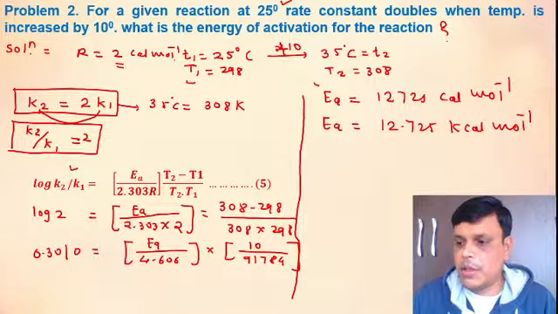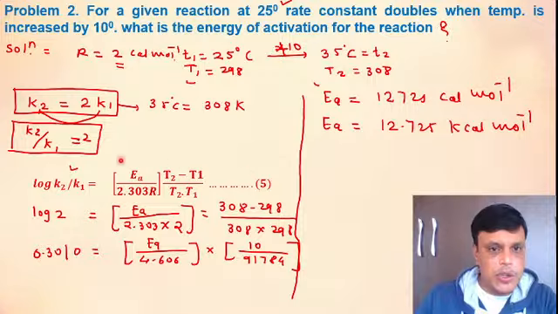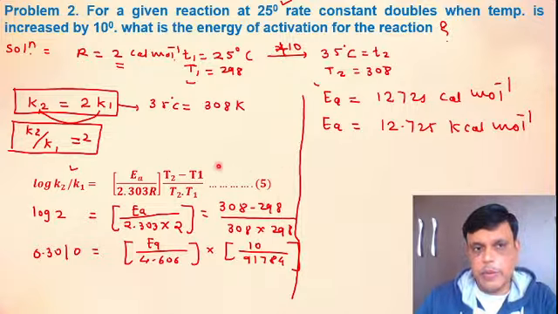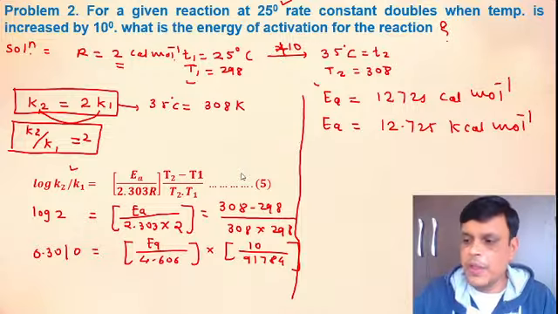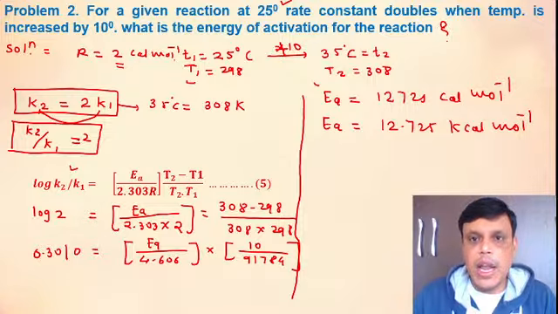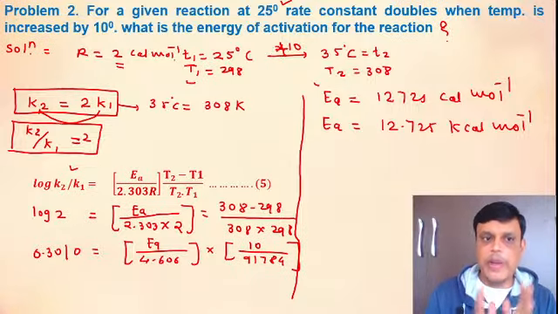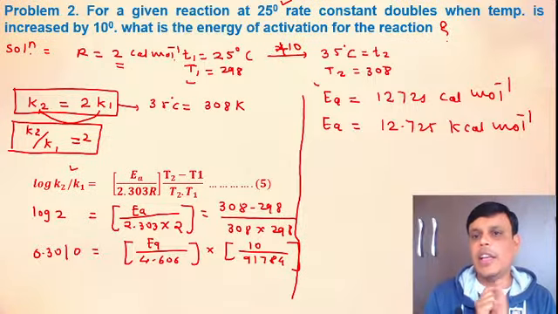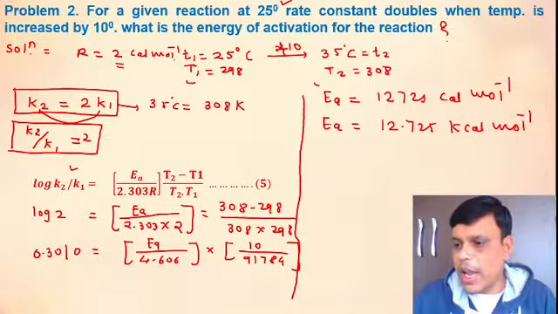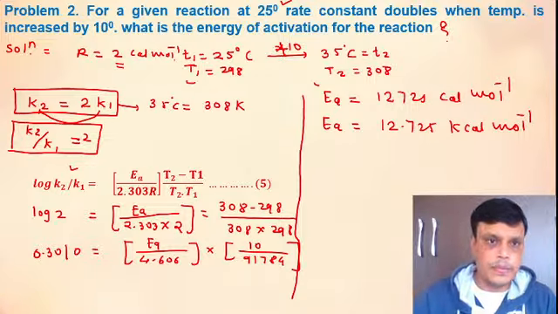Two different problems we have discussed, and this equation is very important, you have to remember: log K2 by K1 equals EA divided by 2.303 R into T2 minus T1 divided by T2 into T1. Just put the correct values, solve it and rearrange in terms of EA. You will get the value in calorie per mole, and you can write it in kilocalorie per mole. Okay, have you understood these two problems?